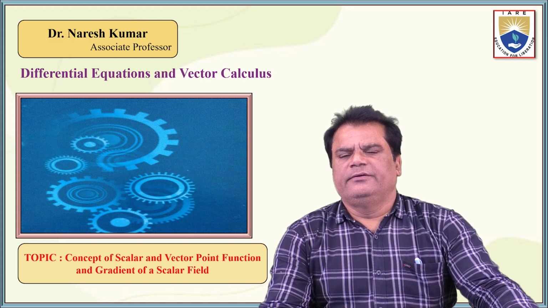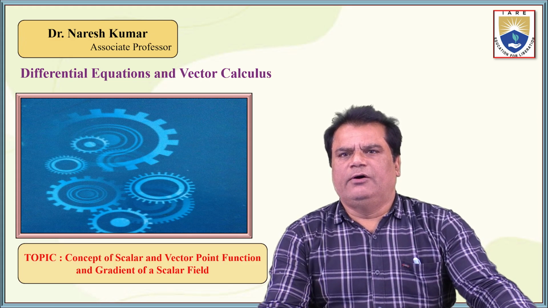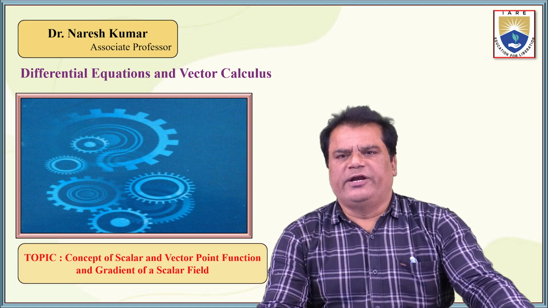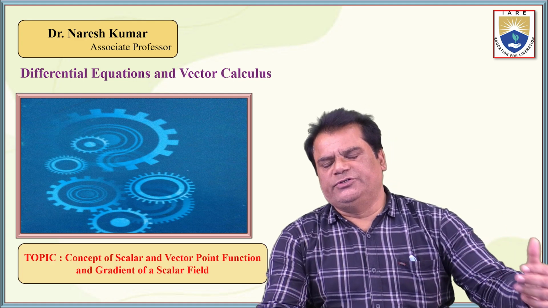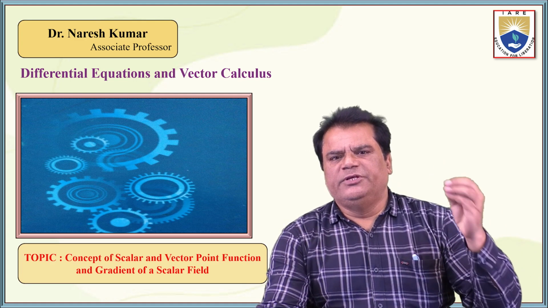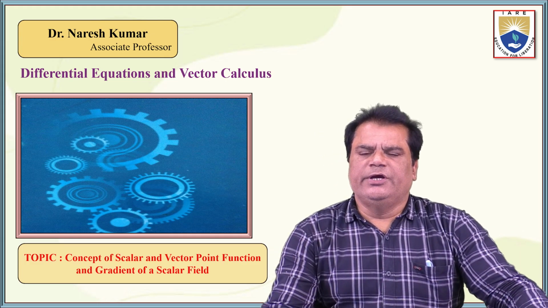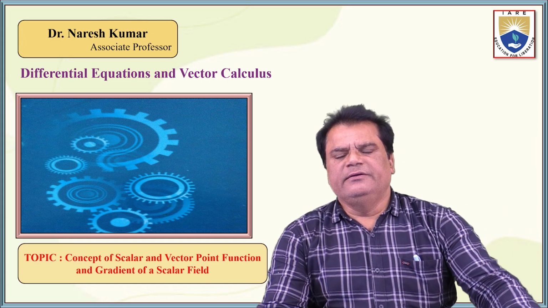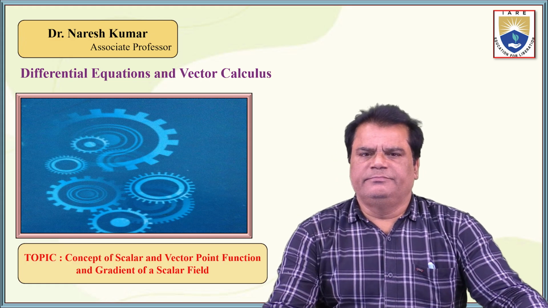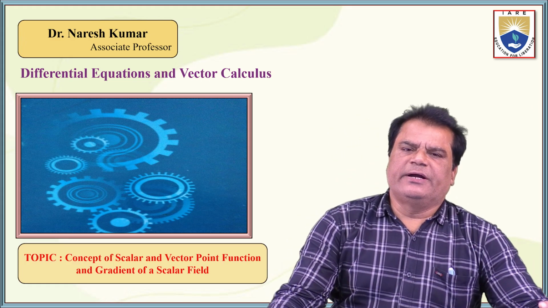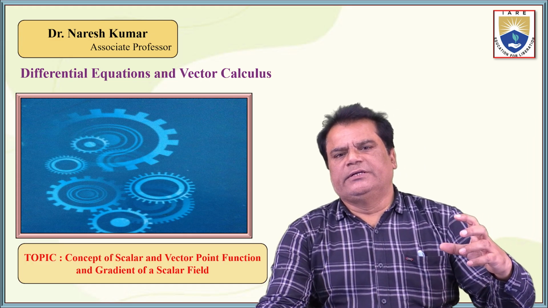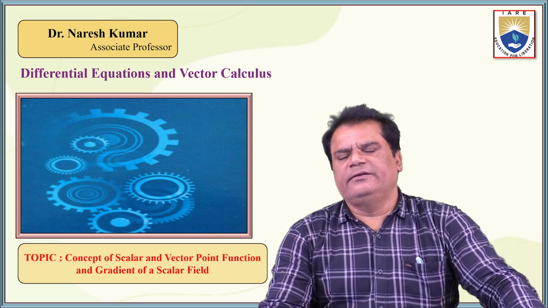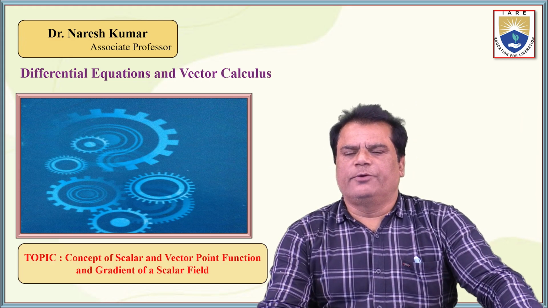In the last lecture, we discussed the concept of scalar point function and vector point function. What is a scalar function? Point function means the value of the function at any point in a three-dimensional coordinate system. And vector point function means the value of the function in a vector form at any point in the three-dimensional coordinate system. So in the last lecture, we discussed these two topics in detail.